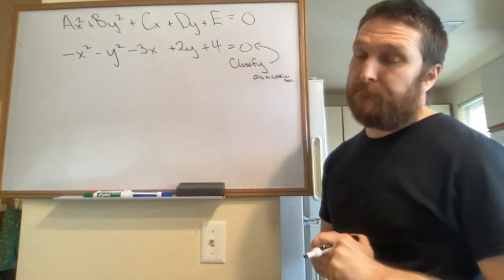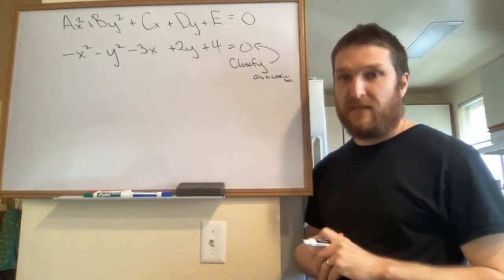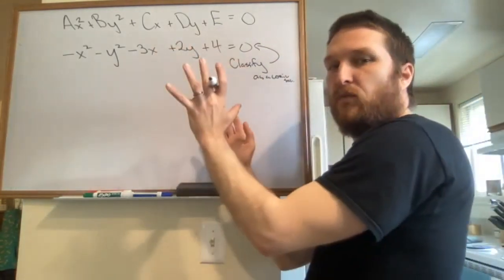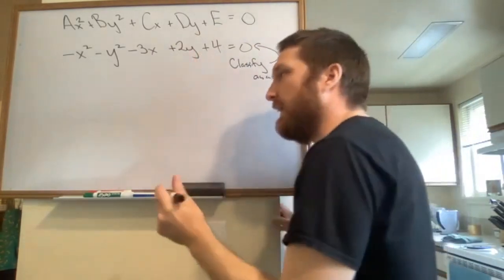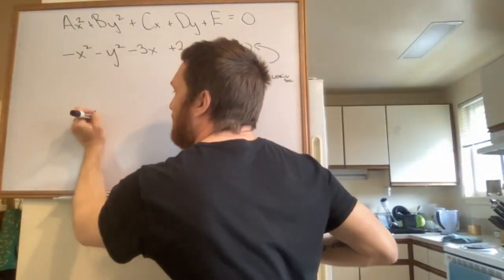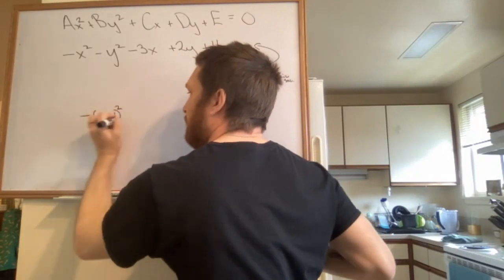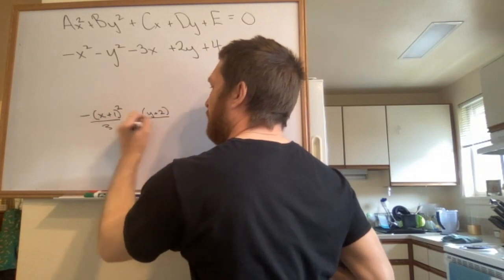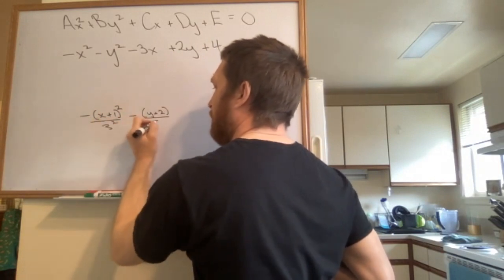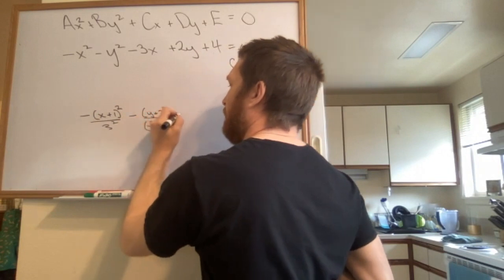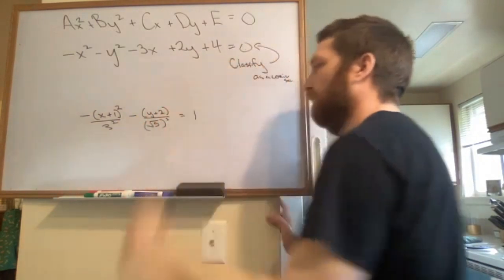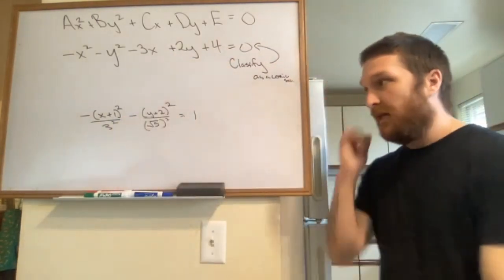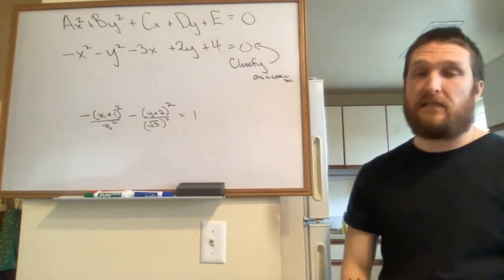Another possibility, it could be none of them. For instance, if we took this thing and manipulated it and we ended up with something like this. Let's say we ended up with that. Oops, need a squared right there. It would turn out that this is not a conic section.